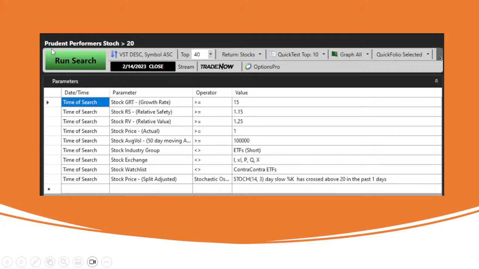So this is a search in the program that we have called Prudent Performers. It looks for stocks with an earnings growth rate greater than 15%, a relative safety greater than or equal to 1.15, and relative value greater than or equal to 1.25. Okay, so we know that when I run that search standalone, I'm going to find very good companies. The search is sorted by VST. What I did was I added a one-line parameter. I said I want the stochastics to have crossed above 20 in the past day.